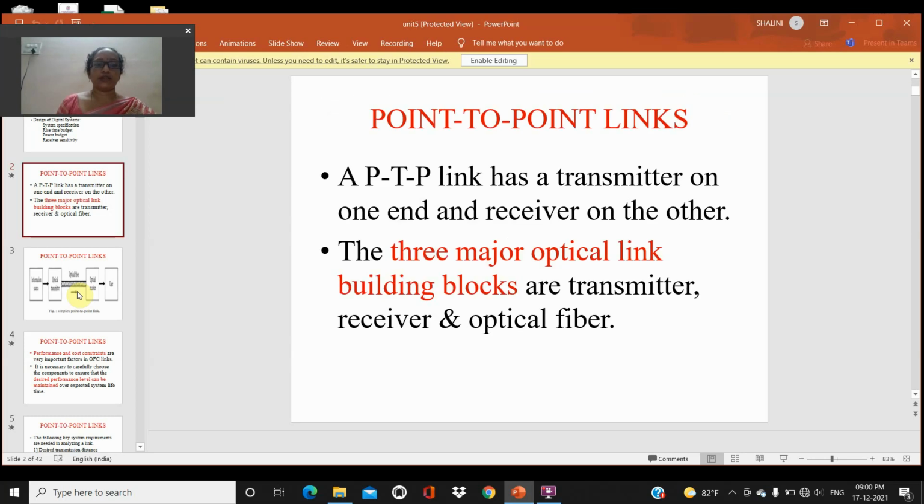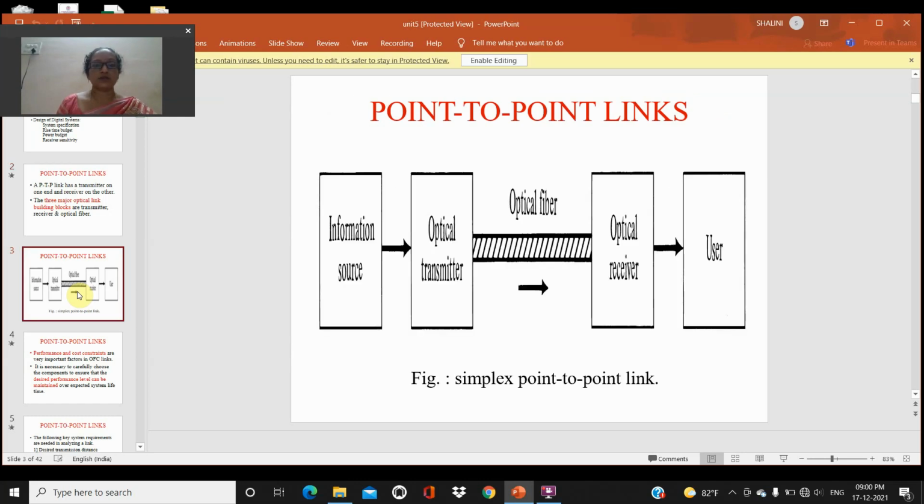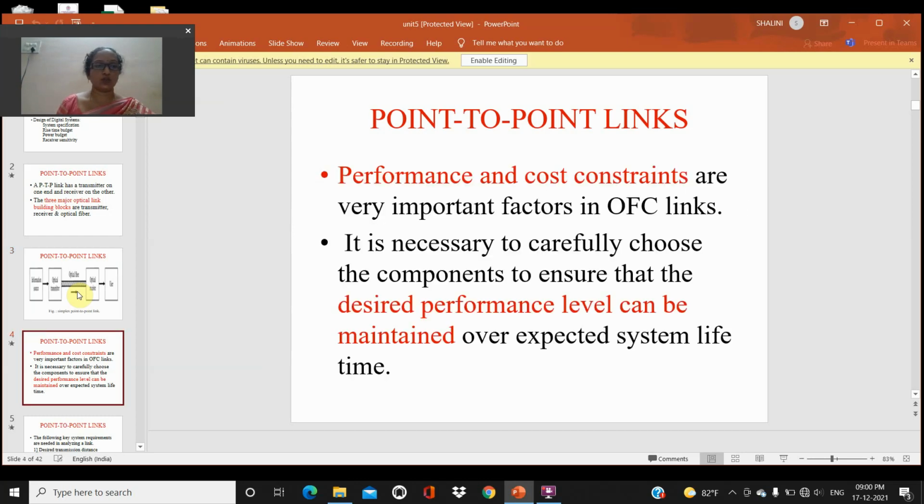The point to point links. A point to point link has a transmitter on one end and receiver on the other end. The three major optical link building blocks are transmitter, receiver, and the optical fiber. So the simplex point-to-point link consists of information source, optical transmitter, optical fiber, optical receiver, and the user. From transmitter to receiver, we are establishing the channel known as optical fiber. This is the simplex point-to-point link.